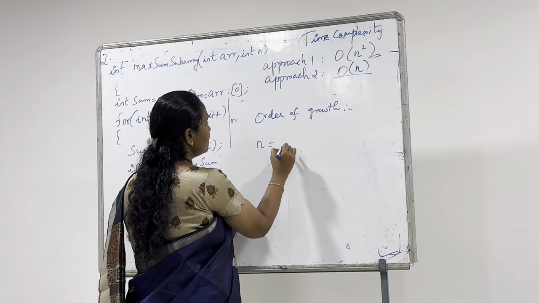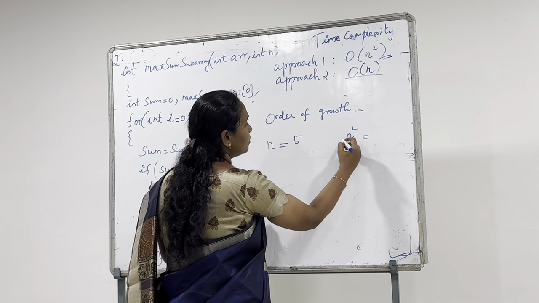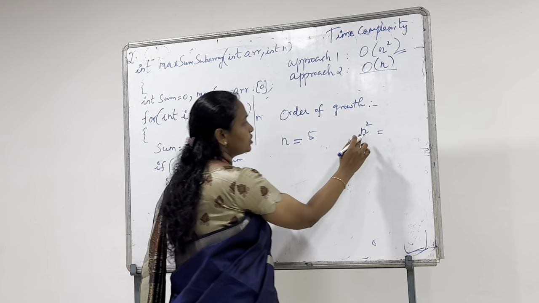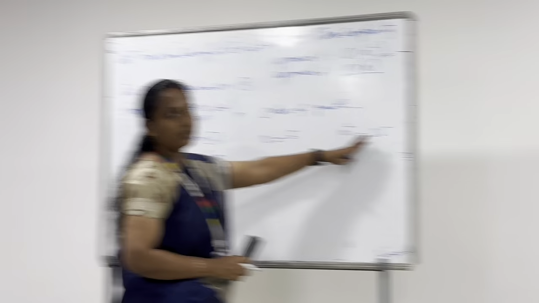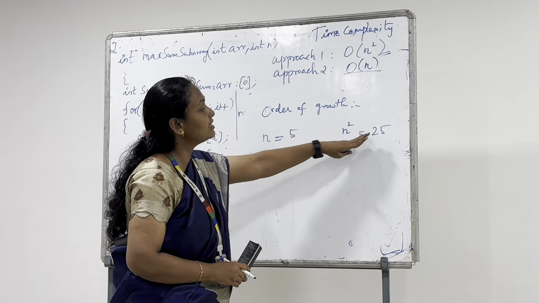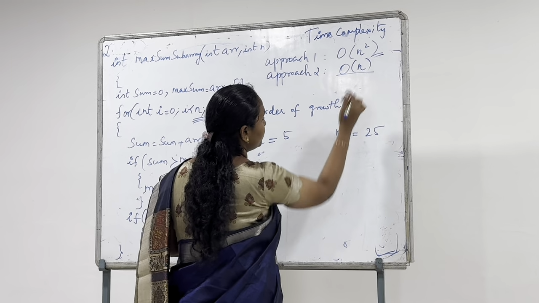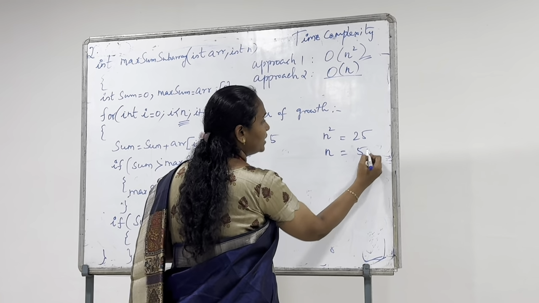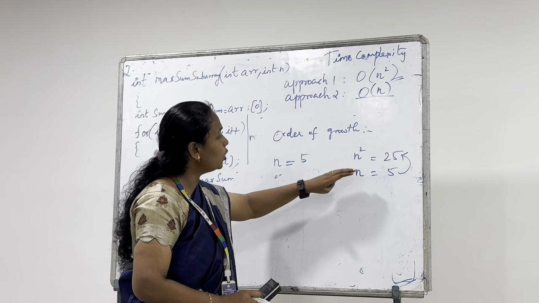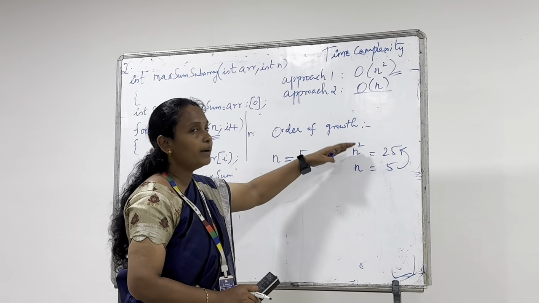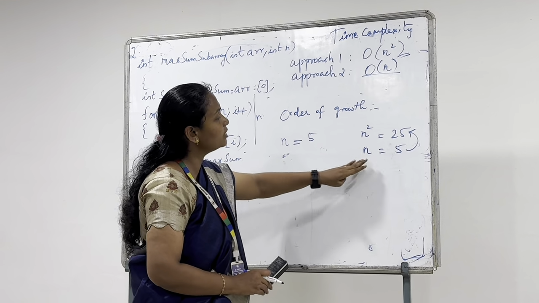For example, if n, the number of elements, is 5, what is n square? The time complexity will be n square for the first approach. N square is 25. It takes 25 milliseconds to compute. It takes a time of 25. And for this approach n is 5, so the order of growth of n square is comparatively much higher than that of n.